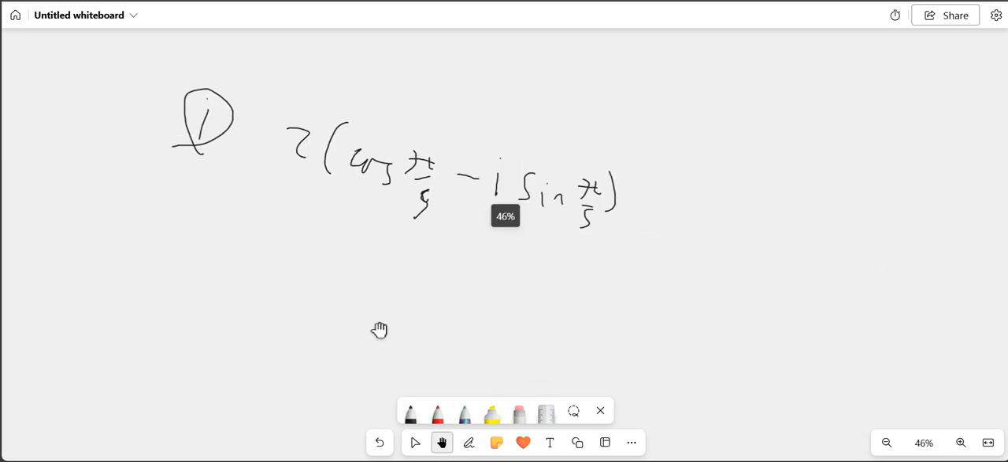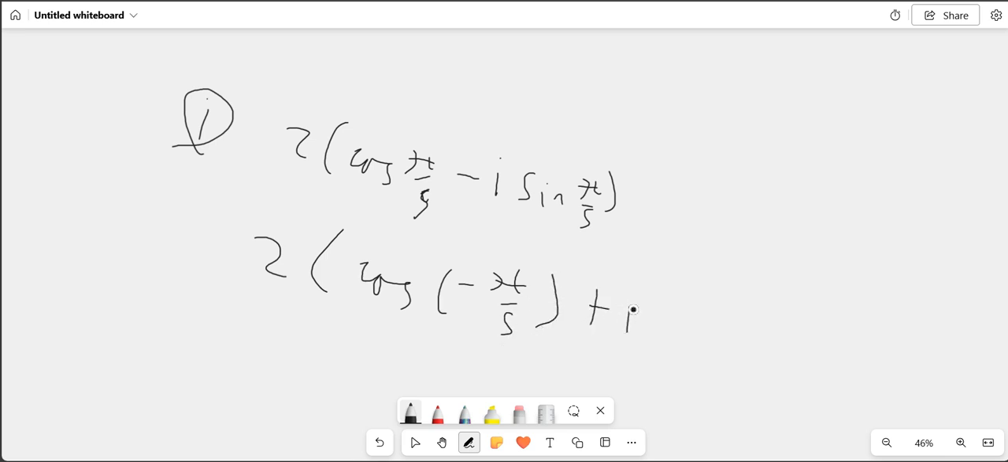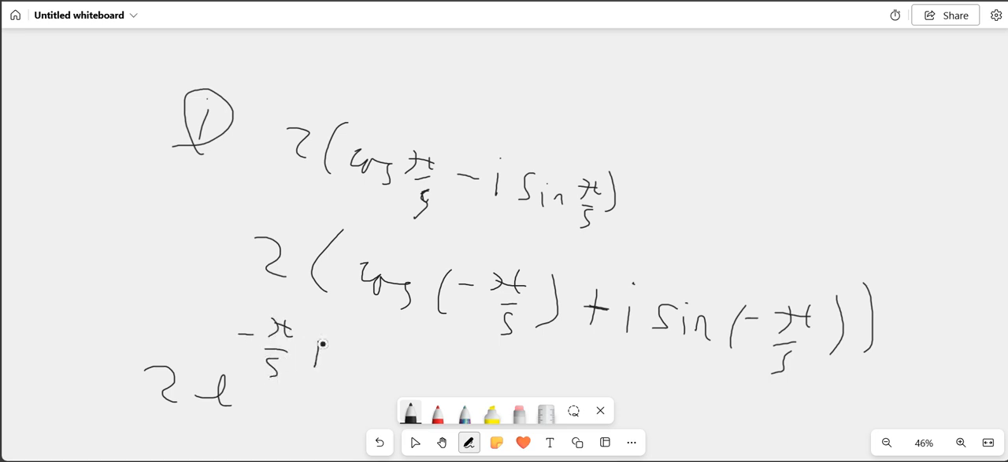And now do the same thing here. Yeah, 2 cos minus pi over 5. So turn that to negative, and then you can make that positive in between it, yeah? So plus i sine minus pi over 5. And then obviously 2 is going to be r. e to the power of minus pi over 5 i, that's the angle here. Boom.